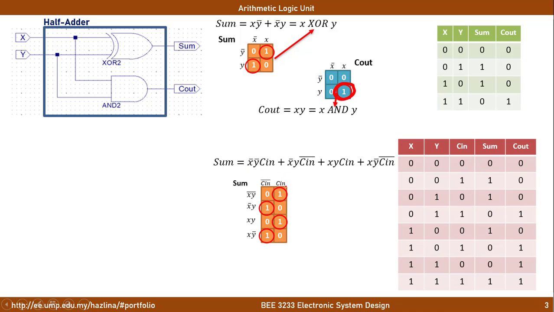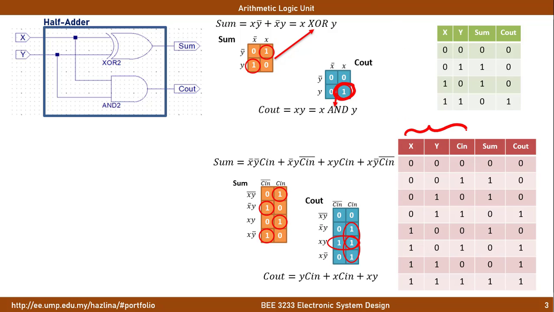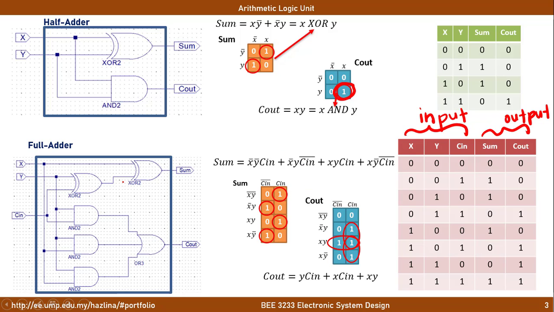X bar y bar c in, followed by x bar y c in bar, and through till the end. Once we have derived this, we will continue with c out. Note that the elements here are the input, whereas the elements here are the output. The number of Karnaugh maps that should be derived should be equivalent to the number of outputs. From the equation that is being derived, we can transfer this into logic circuits, as shown on the left-hand side.